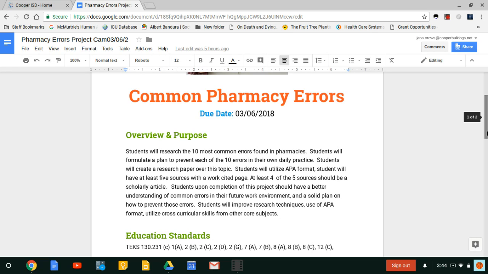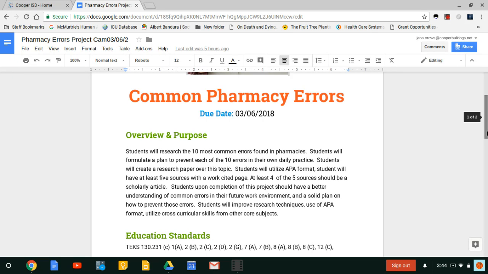You need to create a research paper covering that material. You need to utilize APA format for the paper along with your 5 sources. You must have a minimum of 5 sources with a works cited page. At least 4 of your 5 sources must be from scholarly articles.